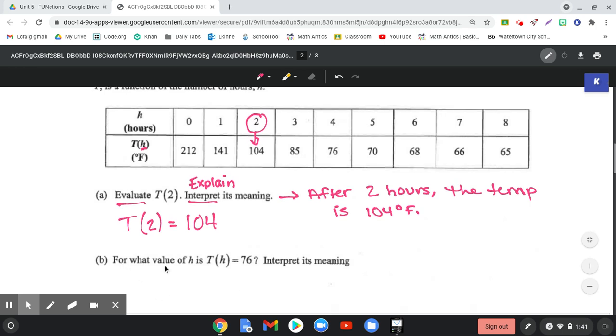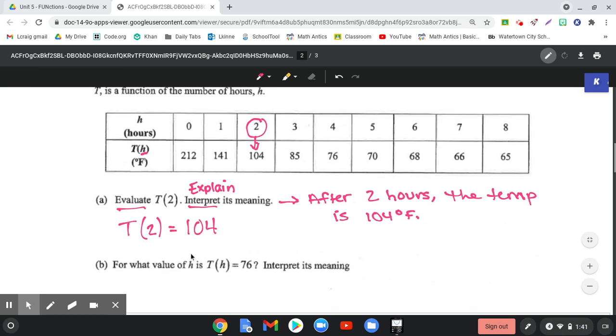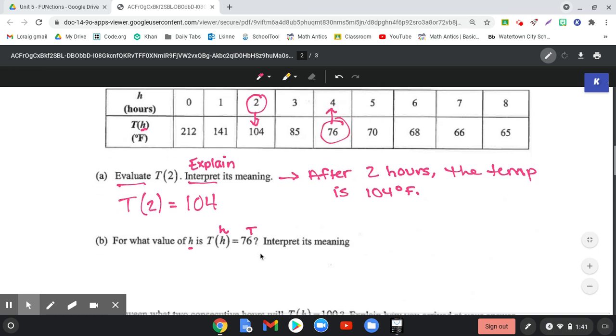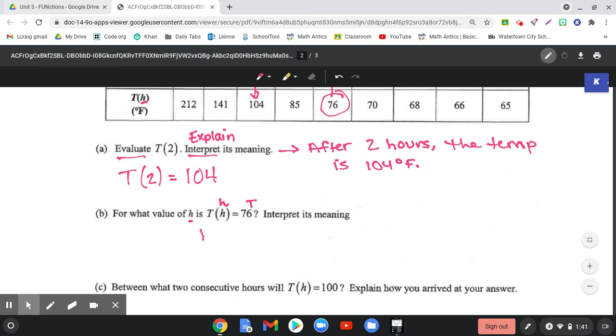All right, it says for what value of h? So this time it wants us to find h, just like before where we had to work backwards when we had the y. Does it equal 76? So that's your temperature. We're looking for the h. So find 76. How many hours would it take for it to get to 76? 4. So h equals 4. Or you could write it as temperature at 4 hours equals 76.